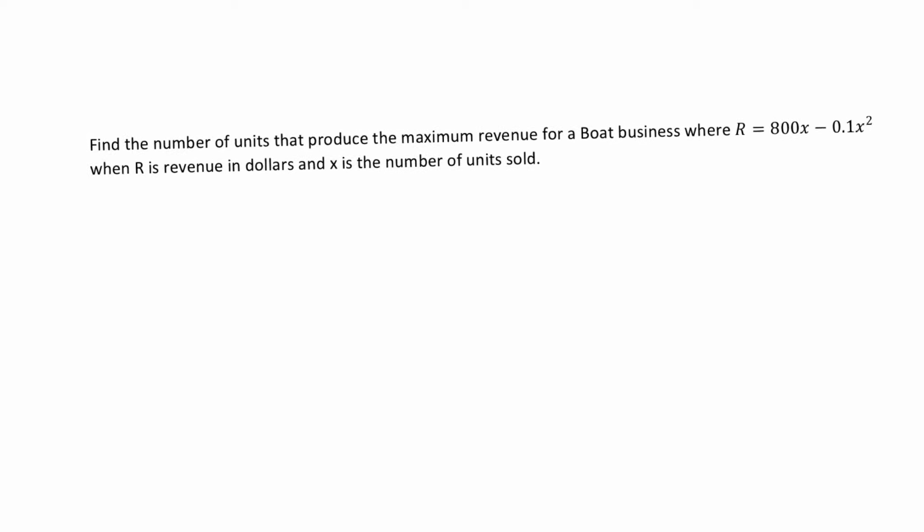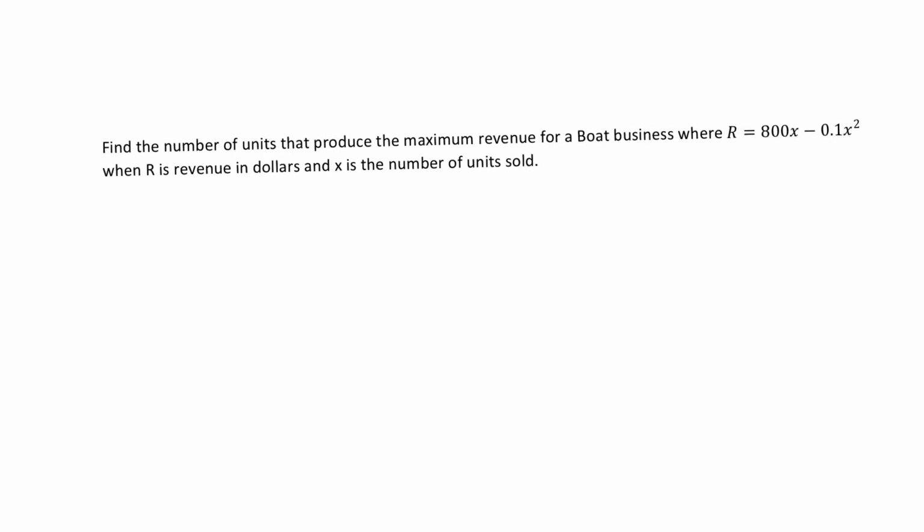Okay, find the number of units that produce the maximum revenue for a boat business where r equals 800x minus 0.1x squared, when r is revenue in dollars and x is the number of units sold. So these x's are how many boats we've sold, and r is going to be our revenue.